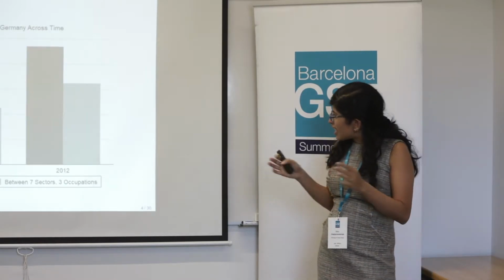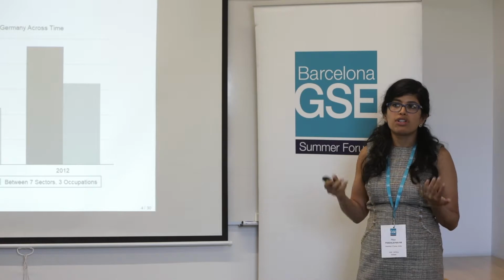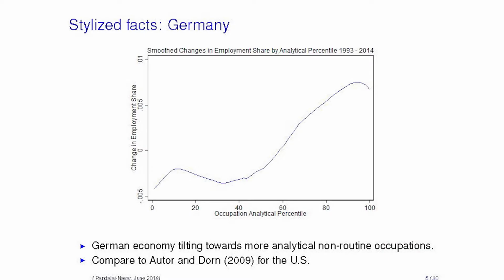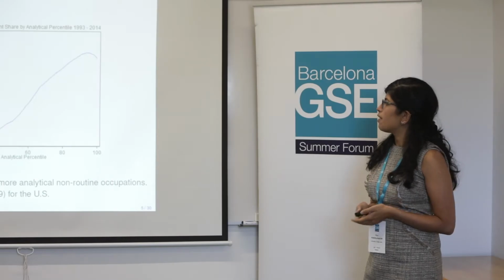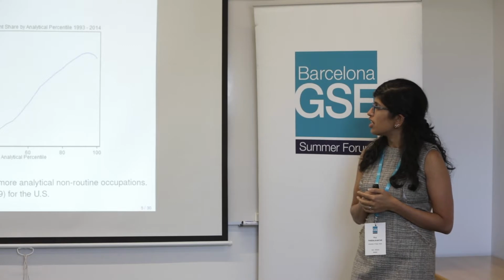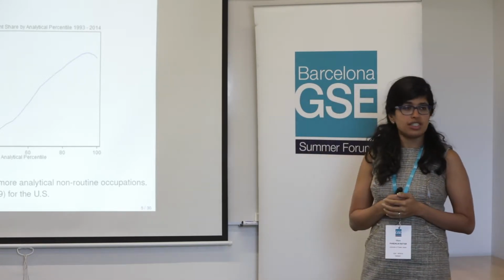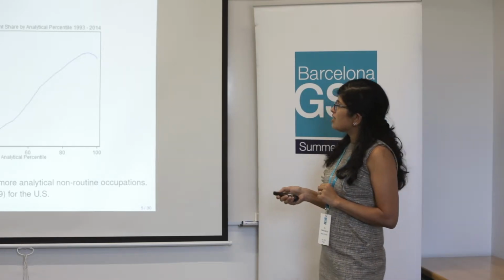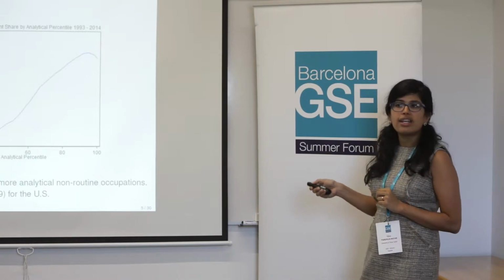Okay, so the between sector occupation inequality explains about half of the overall increase in inequality over this period. And then we looked at some other characteristics of what is happening in Germany over this period. This graph shows you occupations, so we have about 120 occupations in our data, ranked by their analytical content, and I'll talk about the data later and explain where we get that from. What we're showing you here is the smooth change in the employment share across occupations in Germany over this period. There's a similar figure in Autor and Dorn for the US, and you can see that employment is shifting towards the more analytical occupations in this period.